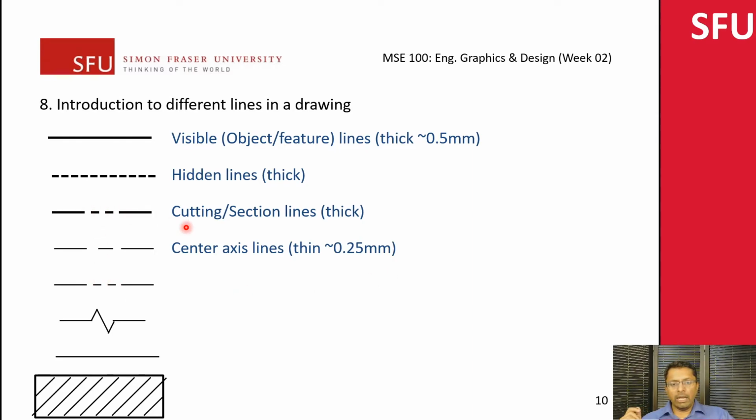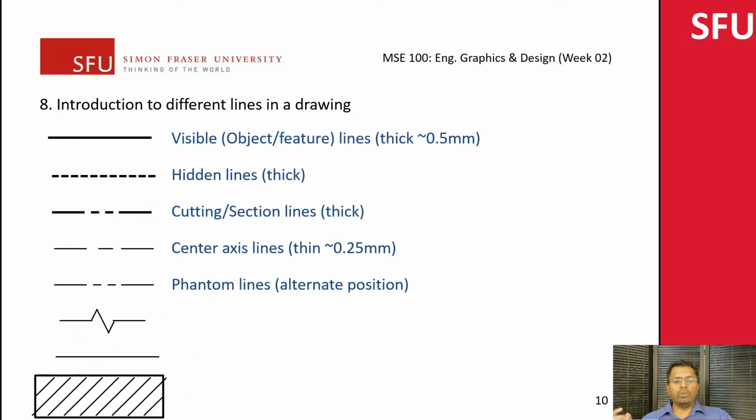The next one is again very similar to the cutting or the sectional line. This is known as a phantom line. This is used to denote the alternate position. The cutting line and the phantom line are the same, except that for the phantom line we use a thinner line.